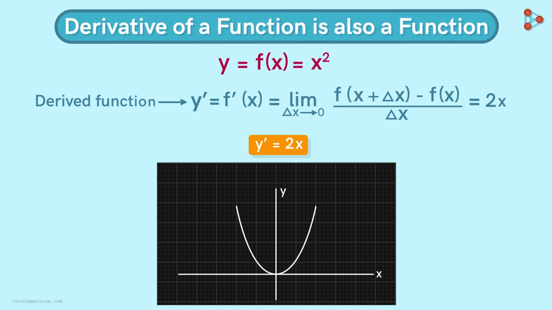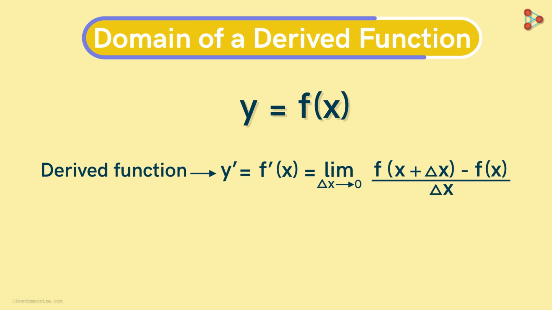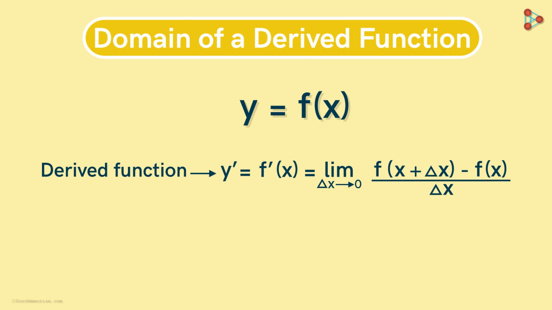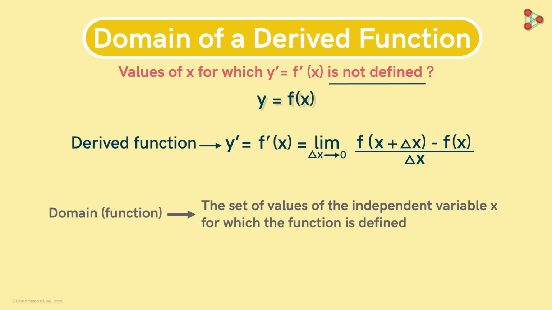This function is called the derived function. Here, the independent variable is x, while the dependent variable is y prime. At a particular value of x, the value of the derived function f prime of x tells us the derivative of f of x at that point. Now, let me ask you a question. What will be the domain of the derived function? Do you remember what we mean by domain of a function? It's the set of all the values of the independent variable x for which the function is defined. So for which values of x will the derived function not be defined?